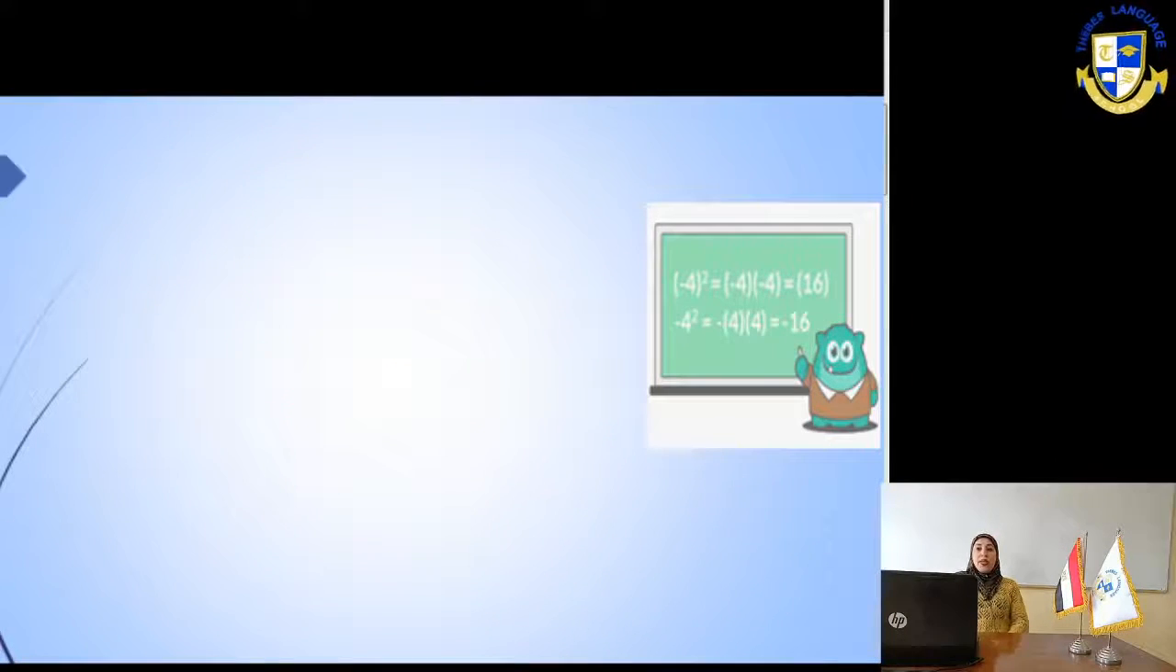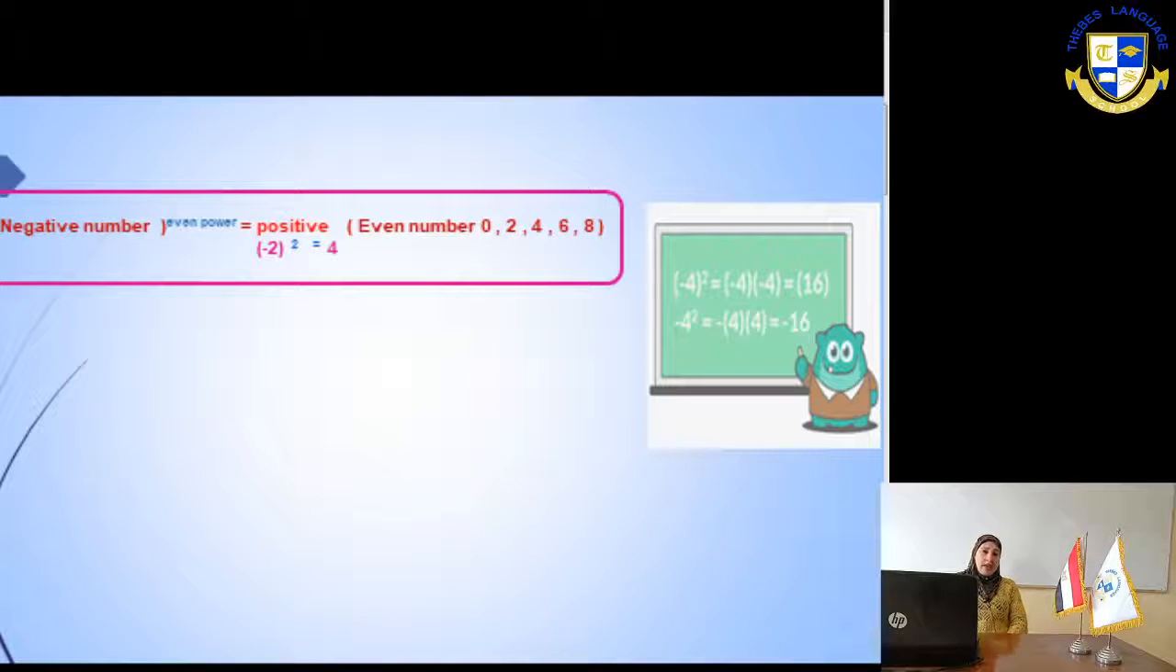Another property. If I have a negative integer up to an even power, the answer will be positive. Why? For example, negative 2 up to the power 2 equals 4. How? Because I'll multiply negative 2 by negative 2. We said before, two same signs will give me positive. So negative multiplied by negative will be positive 4. And of course, you remember, even numbers are 0, 2, 4, 6, 8, all the multiples of 2.